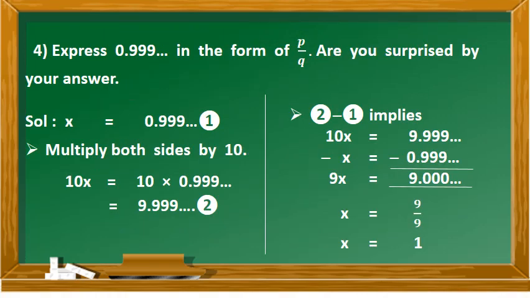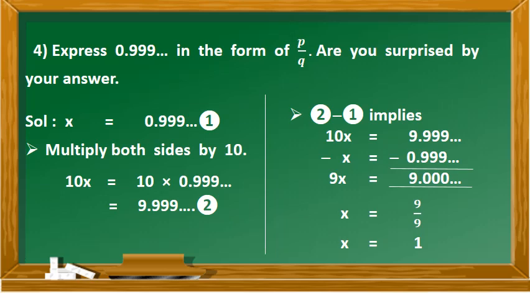The fourth sum is to express 0.999 dot in the form of P by Q. Are you surprised by your answer? First of all, let us assume x is equal to 0.999 dot, which you take as equation 1. Now in equation 1, you can note that in 0.999, 9 is the only digit that is repeated. Since only one digit is repeated, we have to multiply both sides of equation 1 by 10.